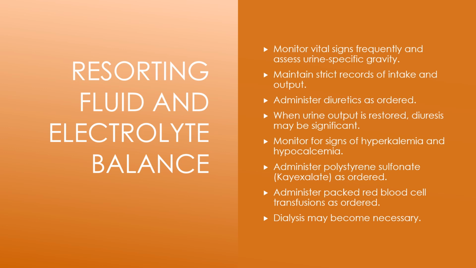Monitor for signs of hypokalemia and hypocalcemia. So the drug of choice here is administration of polystyrene sulfonate to help remove potassium by exchanging it for sodium. If our kidneys are really not responding well and they're not sending out erythropoietin, we may need to administer packed red blood cells. And then dialysis may become necessary if none of that works.